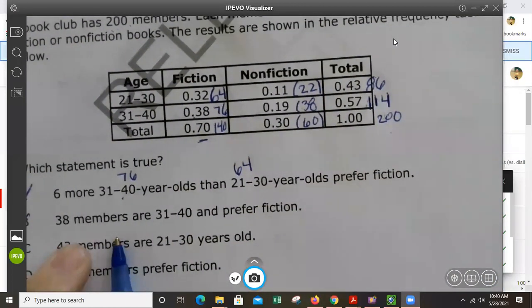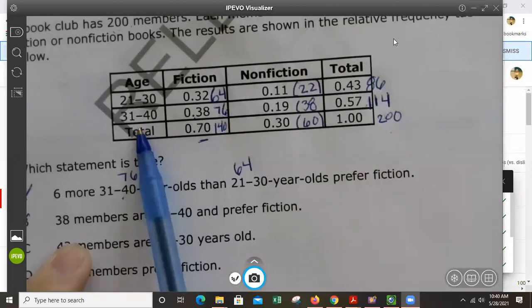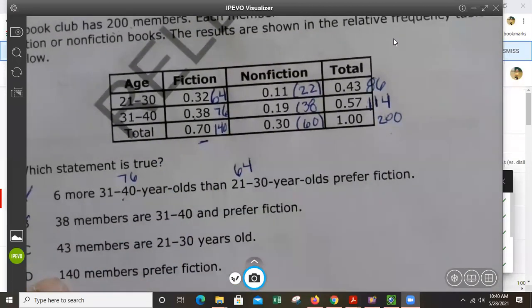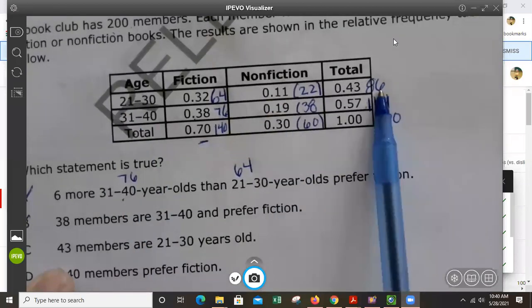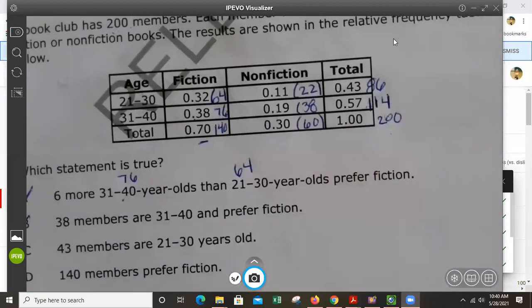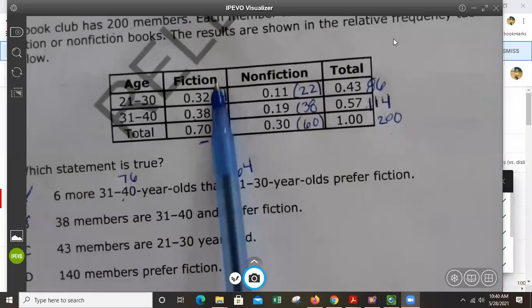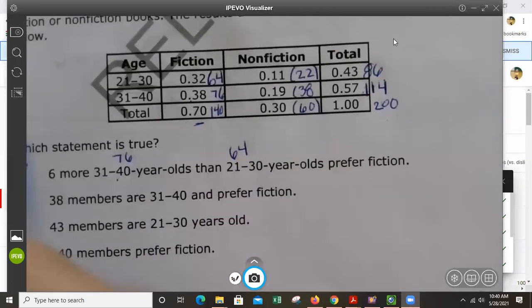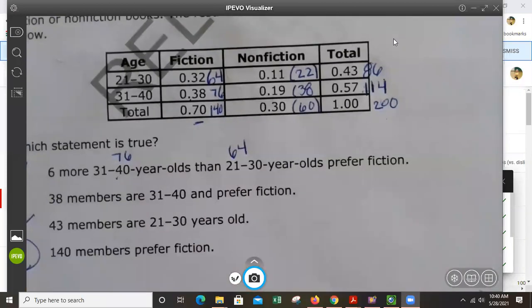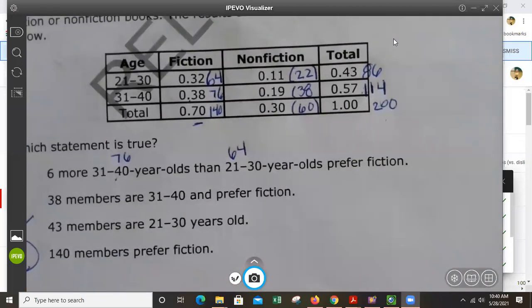38 members are 31 to 40 and prefer fiction. Good. 43 members are 21 to 30, so 43 members, that's not the truth, right? And then 140 prefer fiction. So fiction total is, what is it? 140. Is everybody good with that?